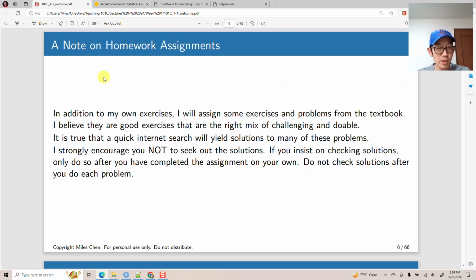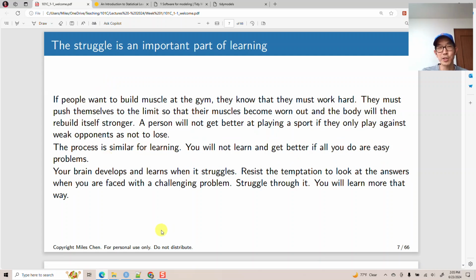Because the whole point of me assigning homework is that this is an opportunity for you to learn and develop your skills. As far as these homework exercises go, I don't actually care about the answer itself, okay? As far as grading goes, you need to have the right answer to get full credit, but the whole point of me assigning the homework is for you to learn from it. So please view the homework as a learning opportunity.